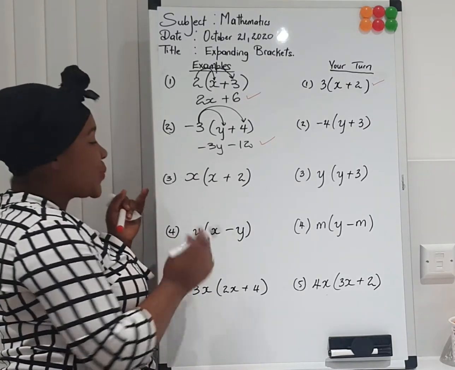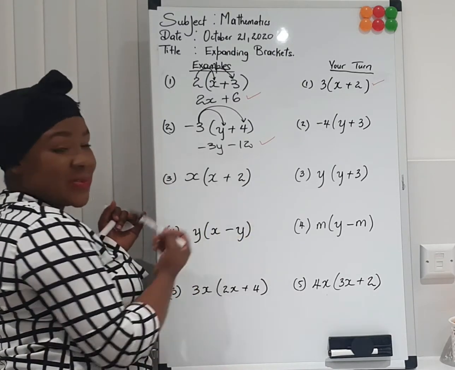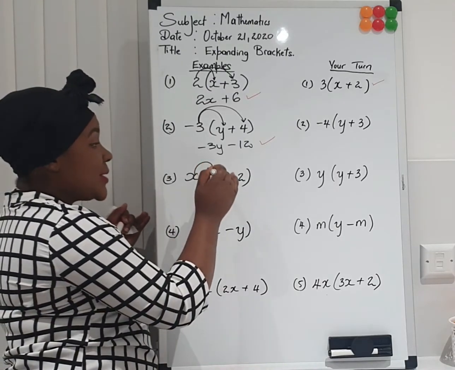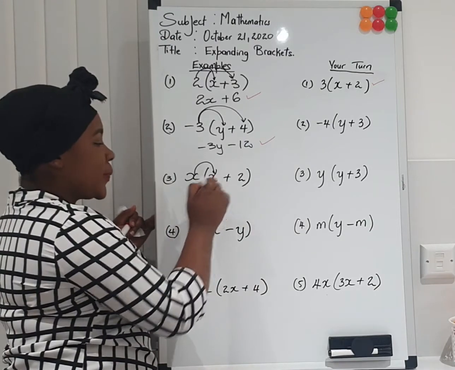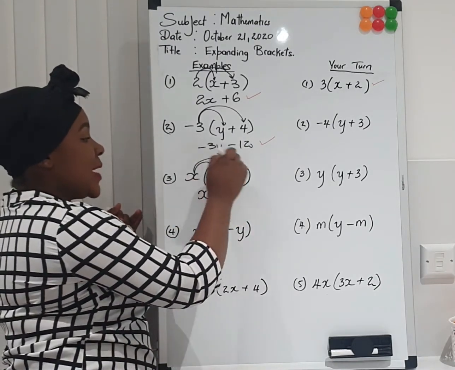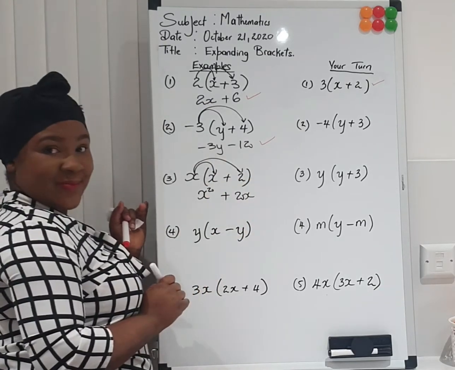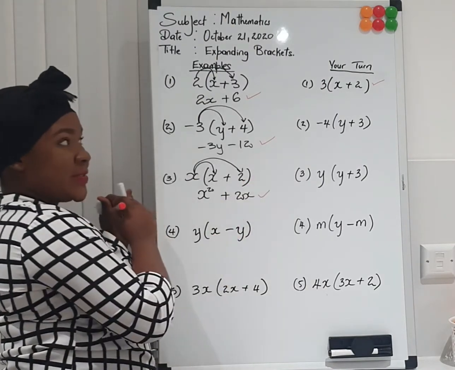Let's continue. So we have x, open bracket, x plus 2, close bracket. So we're going to go ahead and we're going to say x times x. And x times x is x squared. Alright, and then we're going to say x times 2, and that is 2x. So our answer is x squared plus 2x.